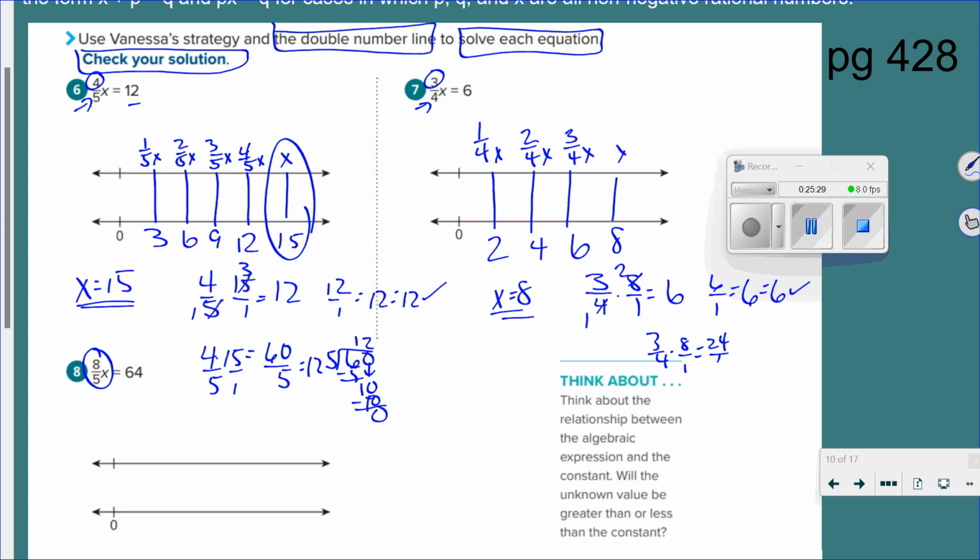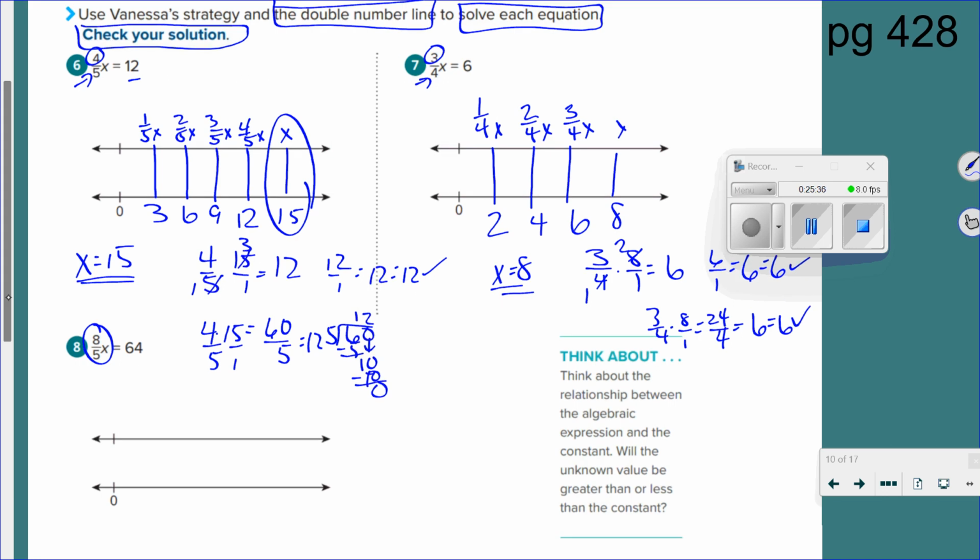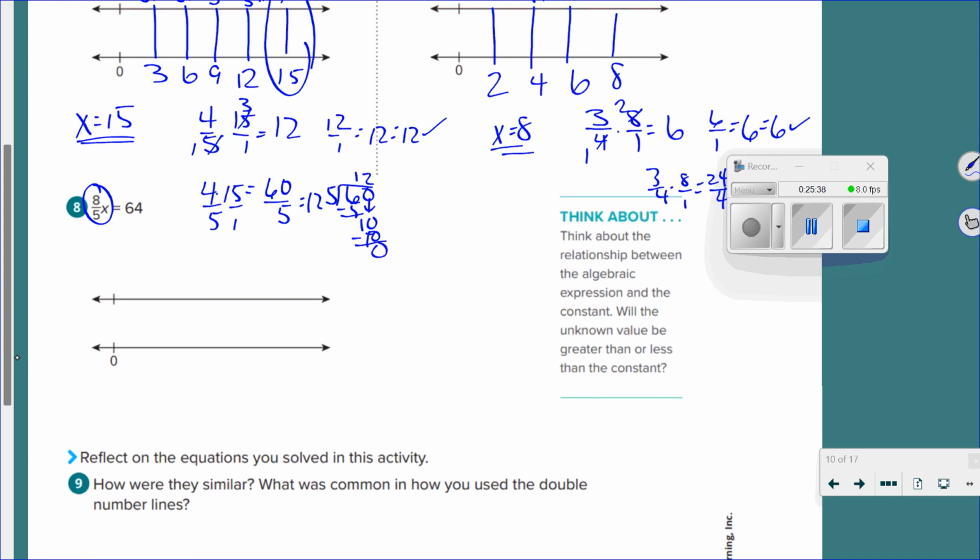Our next one gets a little more intricate because they've given us an improper fraction, but I'm still dividing it into fifths.